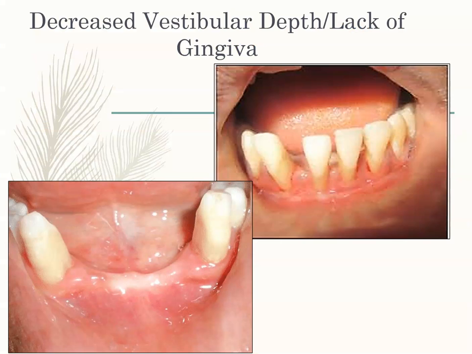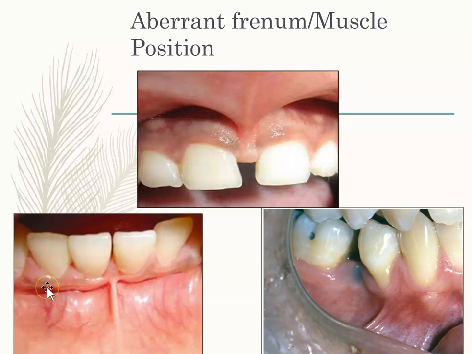Another example of a mucogingival deformity is when you have decreased vestibular depth. So this is your vestibule right here, and you can see that there's not much of a depth here, much of an indentation here. That could fall under mucogingival deformity. Another one is when you have a strong frenum. That is a mucogingival deformity, because it's not normal, right? A deformity. It's not normal to have a strong frenum.